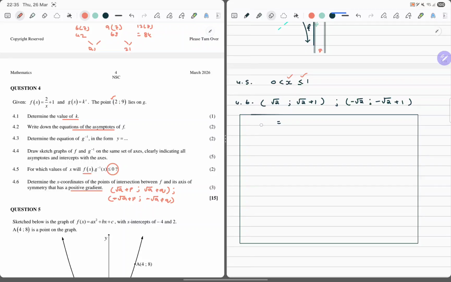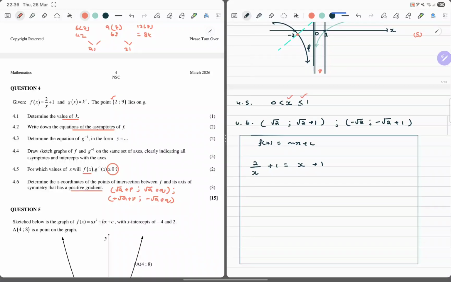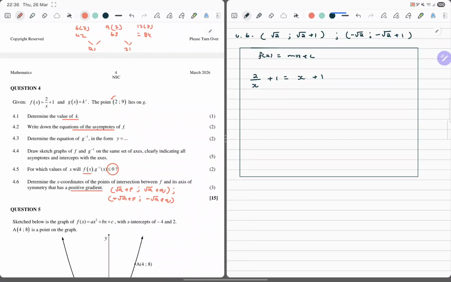the axis of symmetry. Let's just do it. Okay, we can easily write it. f of x is going to be equal to mx plus c. We know that it's going to be like that. So this is 2 over x plus 1 equals, this one is going to be x plus 1, isn't it? Because this becomes its y-intercept at 1.